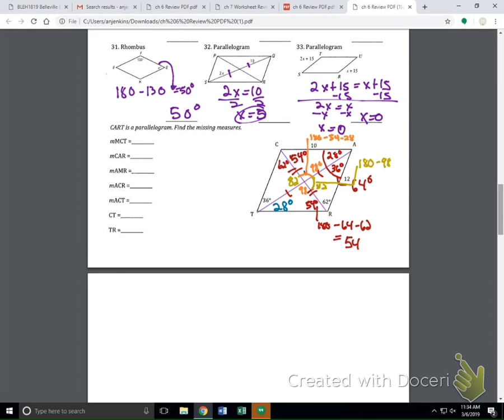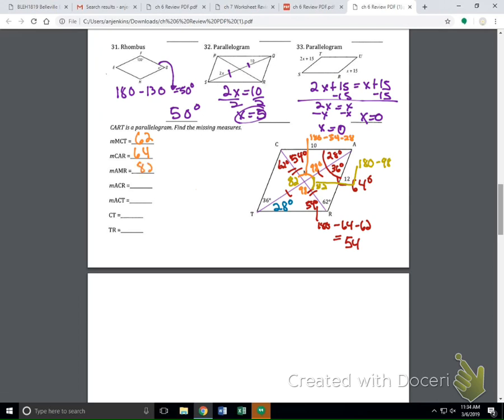So if you're interested in finding angle MCT, what is our measure? So remember, this is angle M, C is within the middle, T is down here. So what angle do we have? 62. You have 62. And then we have CAR. So it's the total measure of this angle. 64. And then we have AMR. Could be 82.